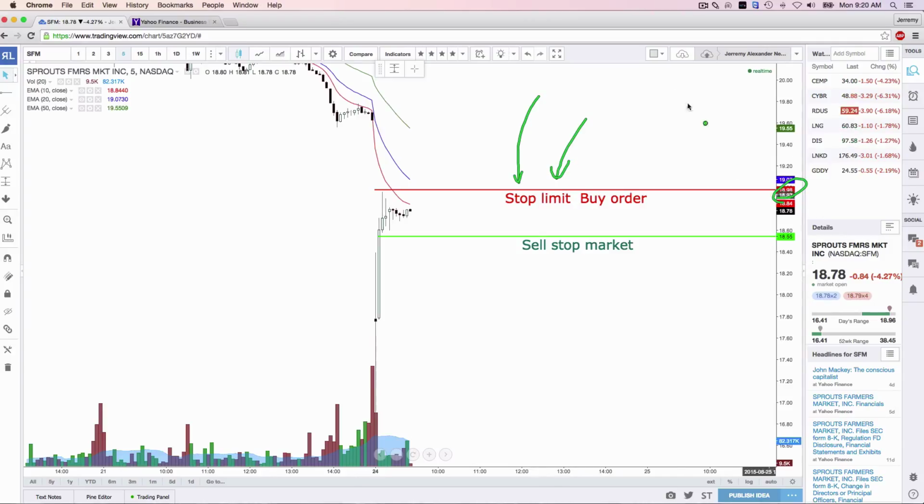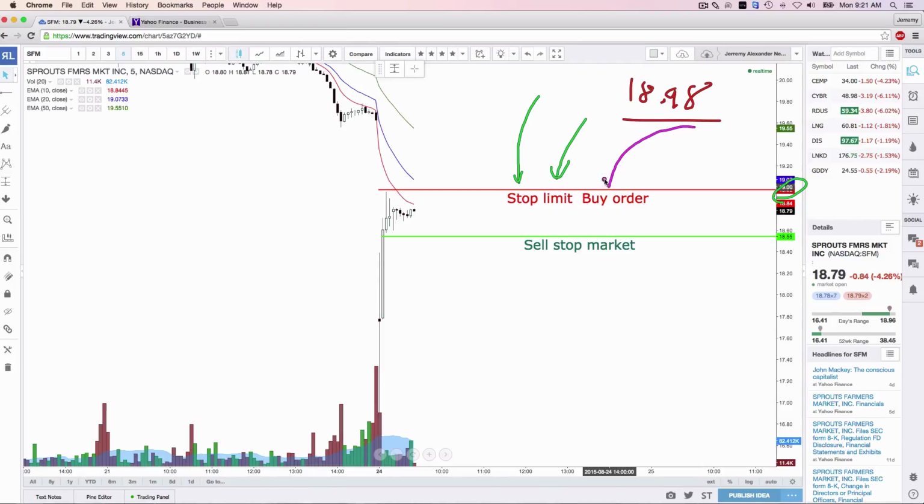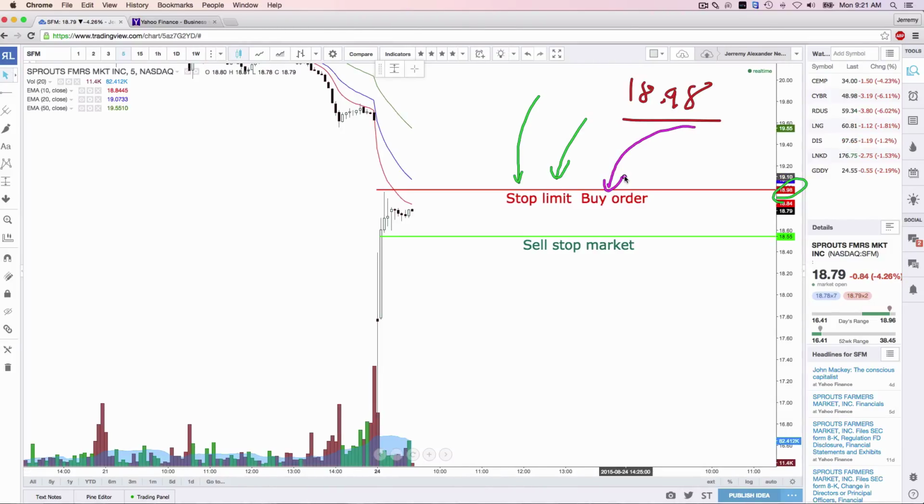So the stop would be, ladies and gentlemen, $18.98. That's the price at which you want the trade to trigger and do something. What do you want it to do? That's up to you. I don't know. This would be a stop. And what you want it to do, you want it to buy. That's what you want it to do.